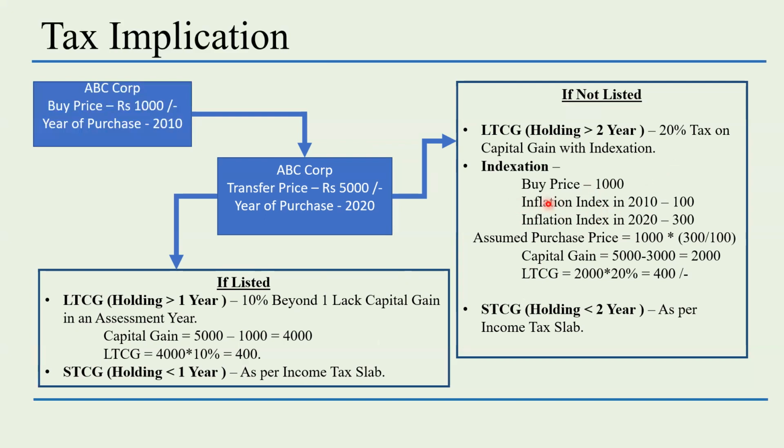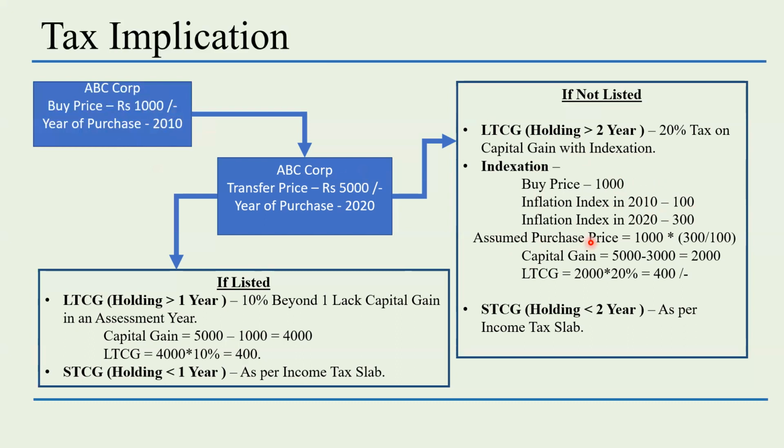So let us see how to make the tax calculation. First thing is the inflation index. You get it on Google, just type inflation index. In 2010, I have just taken an example of 100 for a simple calculation, but it was something around 180. Then the inflation index in 2022. Why 2022? Because that is the year when you transferred the shares. And why 2010? That is the year when you purchased.